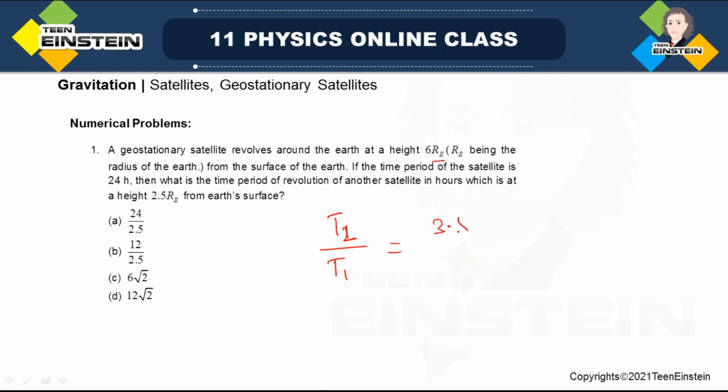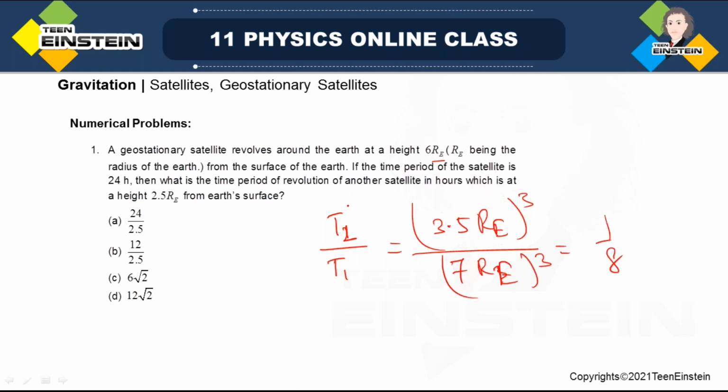Okay, so this will be 3.5 RE whole cube. It was a little bit wrong, and here it was 7 RE whole cube. It will be actually 1 by 8, and here there are squares. This is Kepler's law, okay? T square is directly proportional to R cube. Then we take T1, T2 and then take the ratio. Okay, so that's how it will be easier to get.